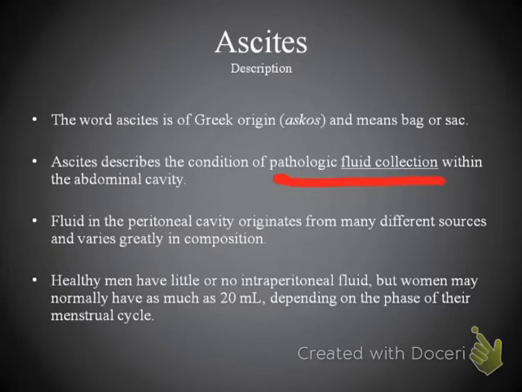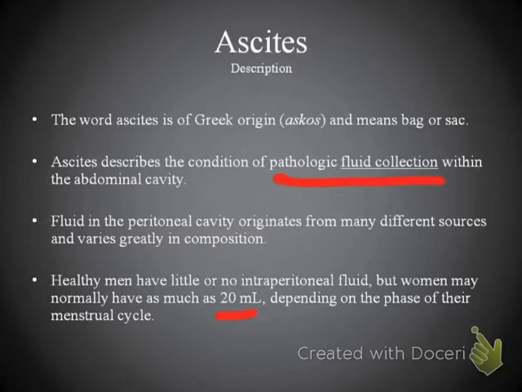Fluid in the peritoneal cavity originates from many different sources and varies greatly in composition. Healthy men have little or no intraperitoneal fluid, but women may normally have as much as 20 milliliters depending on the phase of their menstrual cycle. And so keep that in mind, that men should have no free fluid in the abdominal or pelvic cavity. However, women, depending on their phase of the menstrual cycle, can actually have as much as 20 milliliters of free fluid in the abdominal/pelvic cavity.